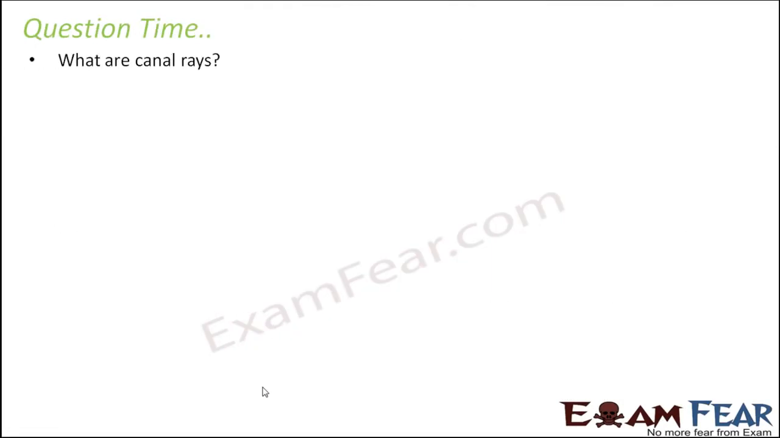Right. So we'll take some questions. What is canal ray? Canal ray is also called anode rays. And anode means positive rays. So canal ray is also called anode rays. The positive rays is a beam of positive ions created by certain type of gases, not all the gases, and these are called canal rays.